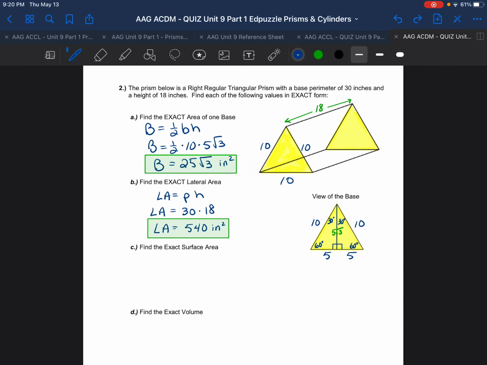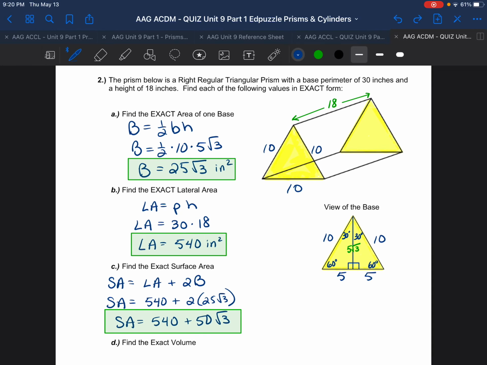Let's move on to part C. Find the exact surface area. So go to your formula sheets, find your formula, and let's substitute your values. Surface area is going to be found by using LA plus 2 capital B's. But guys, be careful. We already found the lateral area in the previous example, and we know that one of the bases is 25 radical 3. So your final surface area will be 540 plus 50 radical 3. Oh, and I forgot my label. That should be inches squared.